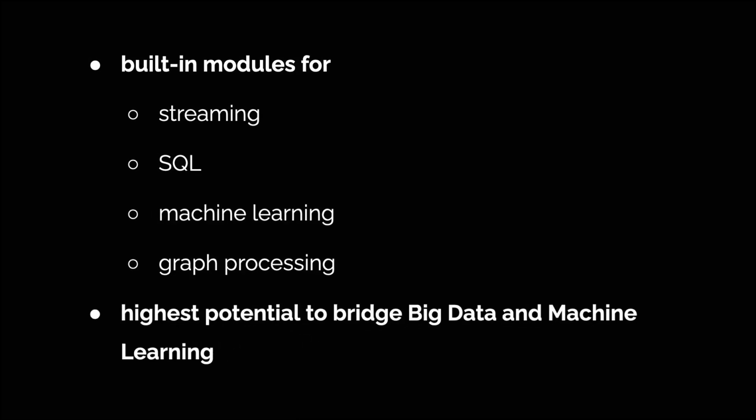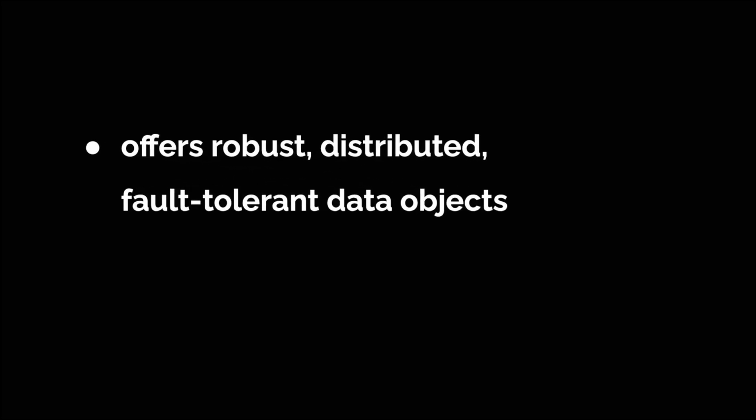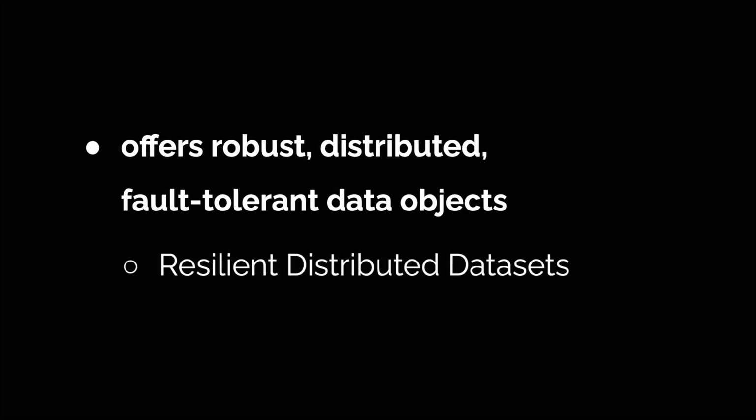With Apache Spark, we have built-in modules for streaming, SQL, machine learning, and graph processing. And in this way, Apache Spark has the highest potential to bridge big data and machine learning. Apache Spark runs fast. It's up to 100 times faster than traditional Hadoop MapReduce. And this is due to in-memory operation. As well, Apache Spark offers robust, distributed, and fault-tolerant data objects. These are known as Resilient Distributed Datasets, RDD, and we'll talk about what those are in the next lecture.